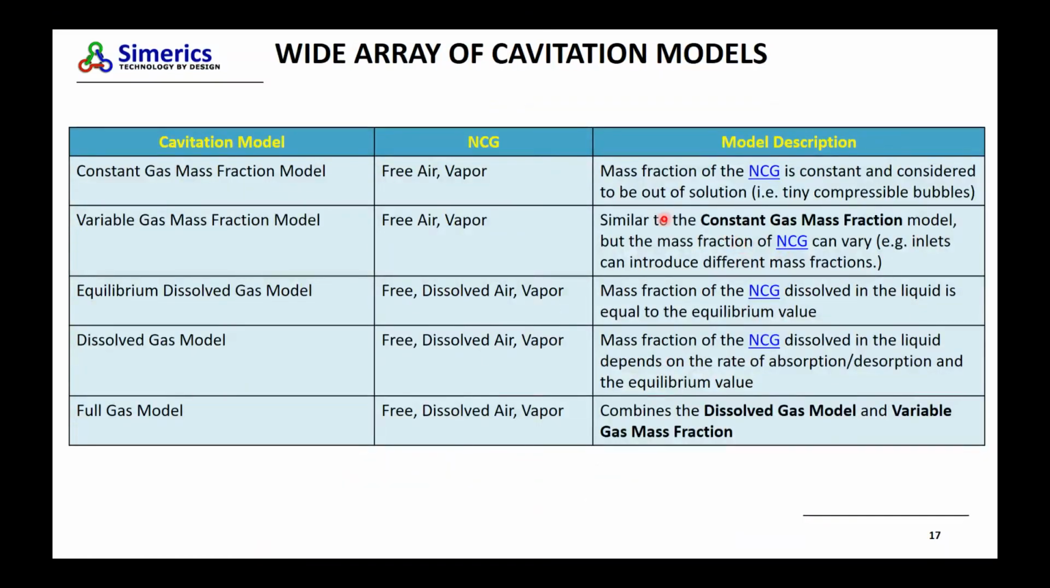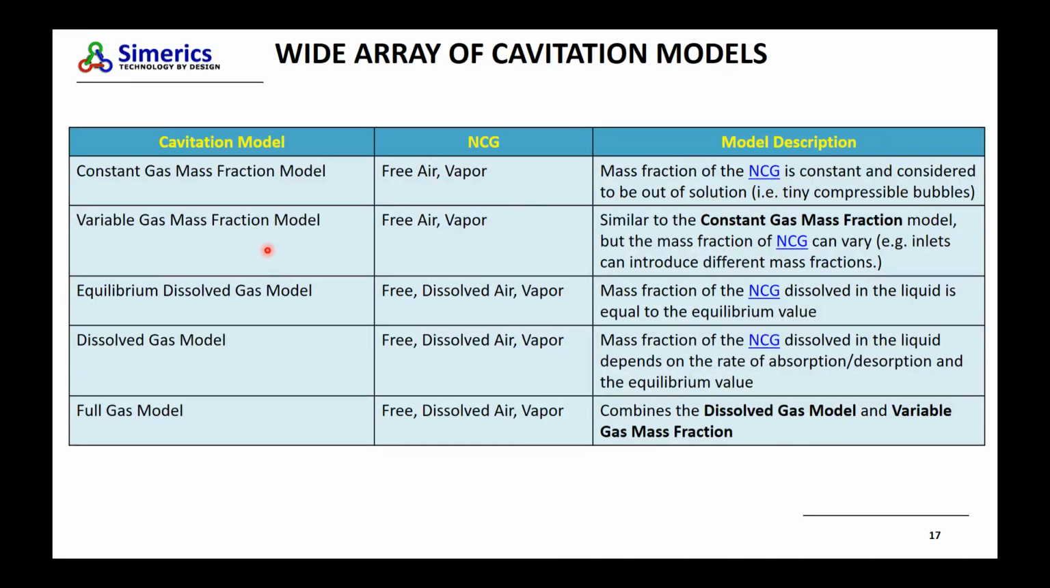Also, we have a wide array of cavitation models. I think we briefly talked about a couple of them before. So here I list all of them and explain briefly what each one does. The constant gas mass fraction model essentially models the free air and the vapor. What it means is the non-condensable gas is constant and considered to be out of solution. So you will have, let's say, low pressure formation, then some free air gets formed, expands, and then at high pressure, it collapses and becomes liquid.